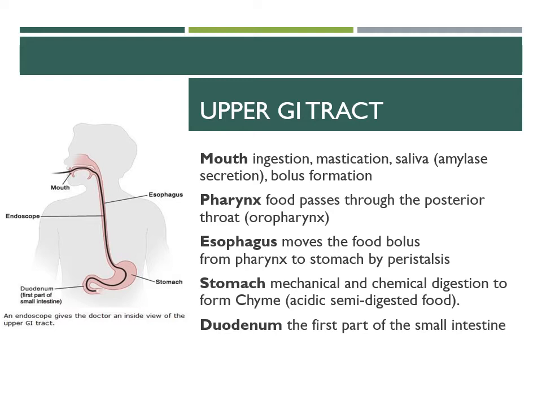Okay. So the mouth is involved in, of course, eating, ingestion, mastication, which is chewing, and saliva production by the salivary glands, which secrete some amylase, which will start the digestive process. So where does digestion begin? In the mouth. The bolus is just the soft, semi-chewed, circular ball of food that the tongue pushes towards the back of your throat, and you swallow it.